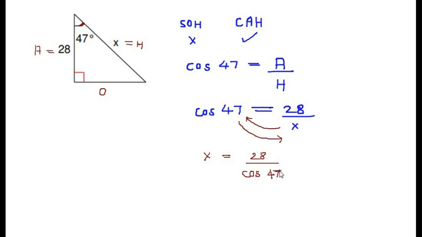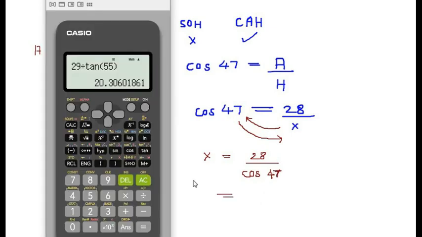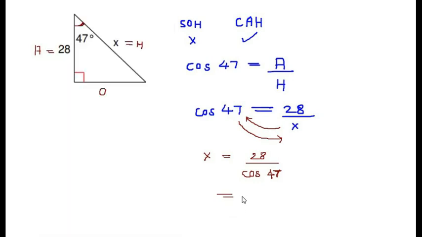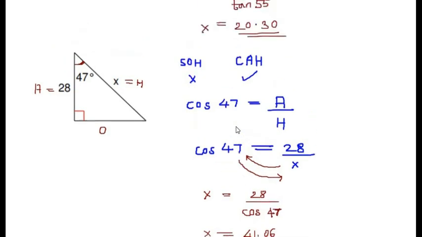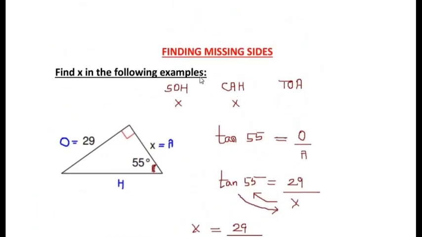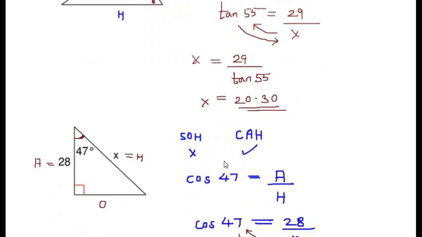So let us find out how much is this value. So we have 28 divided by cos of 47. We get it as 41.05. So we can round it off as 41.06 units, because again x is a side. So it is 41.06. So this is the way we solve the trigonometric ratios to find the missing sides.